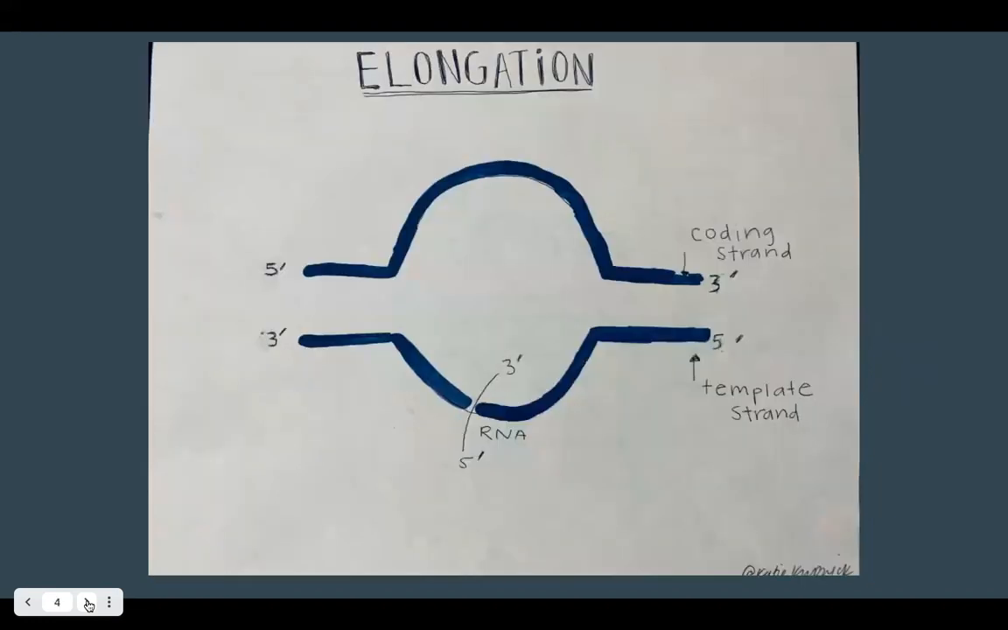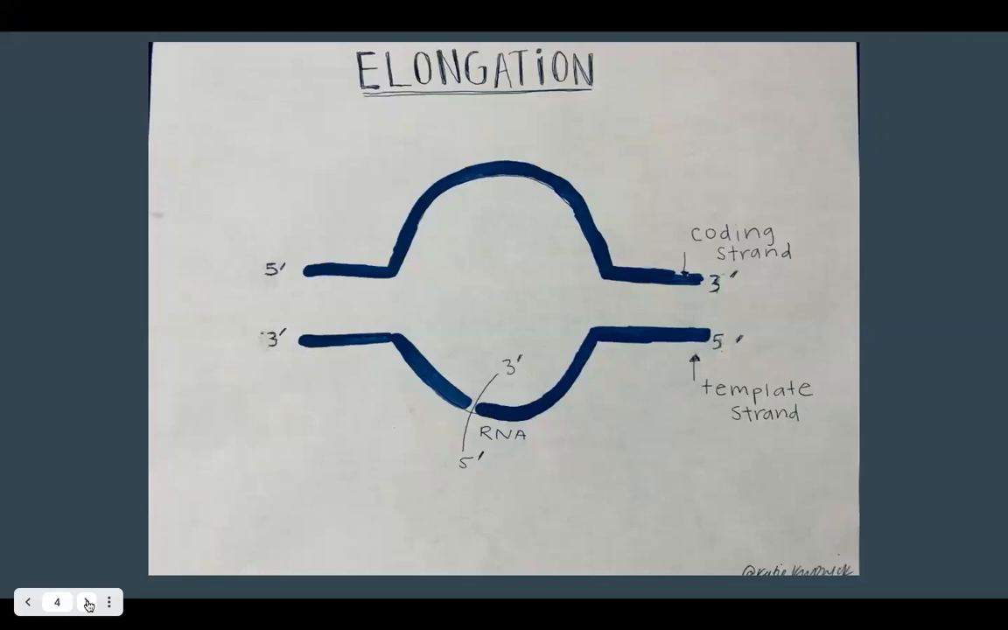Here we have elongation, which begins after the DNA strands are separated into a transcription bubble. The transcription bubble, which can be seen here, is where the RNA polymerase moves across the template strand in the 5' to 3' direction, creating RNTPs.